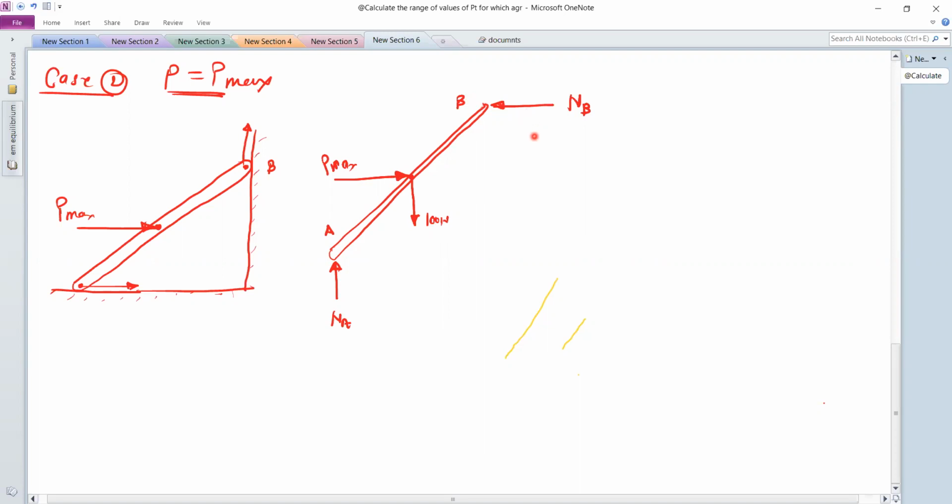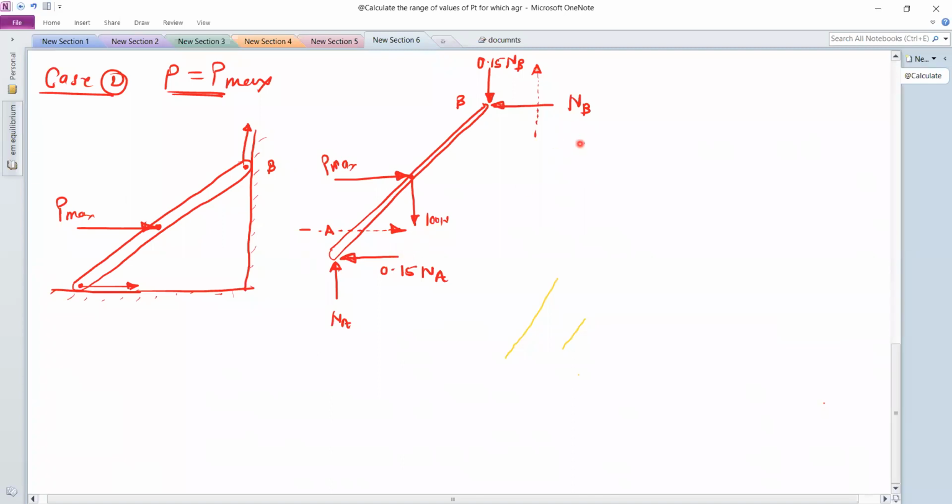For point B, its impending motion is up the plane. So the friction force at this point will be in the opposite direction to the impending motion, and the value is 0.15 into NB. Similarly, point A, its impending motion is towards the right, so the friction force will be in the opposite direction, and this is equal to 0.15 NA. So this is your complete free body diagram.